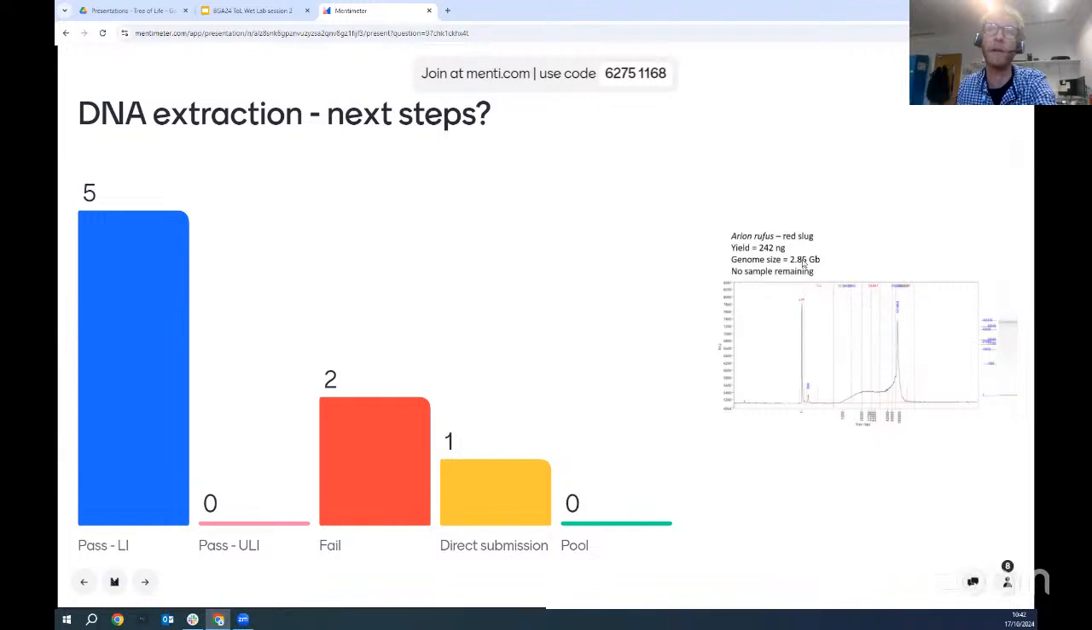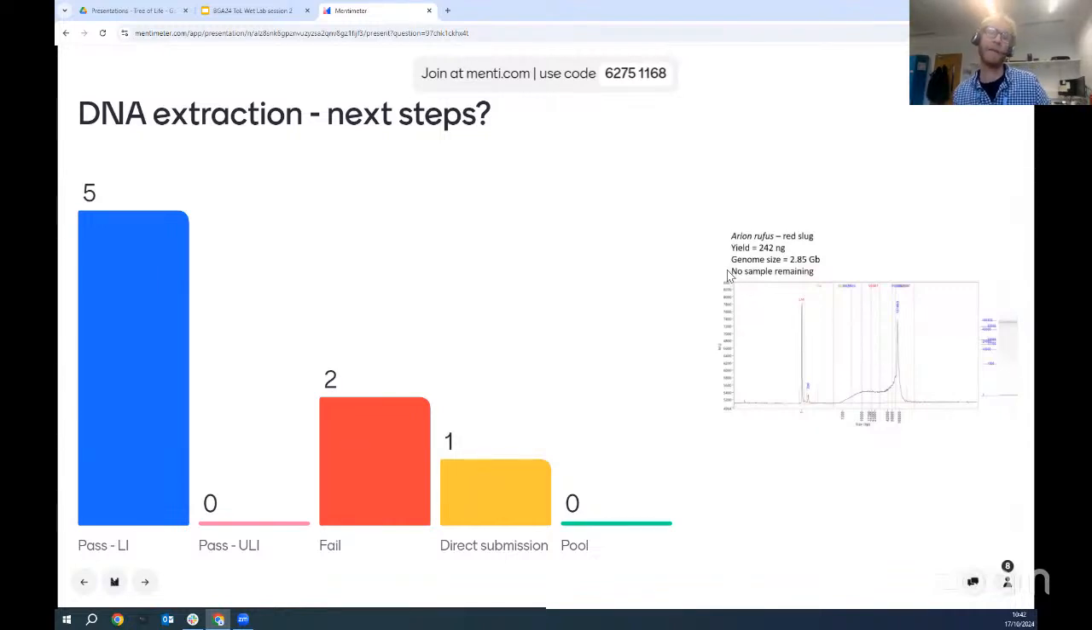And especially with a large genome, you need quite a lot of DNA to get coverage for your genome. The same with the direct submission. Even if you were to be able to shear that down and do a direct submission, you'd still not have enough material, not enough DNA to get a good sequencing run. So unfortunately, we'd have to class this as a fail.